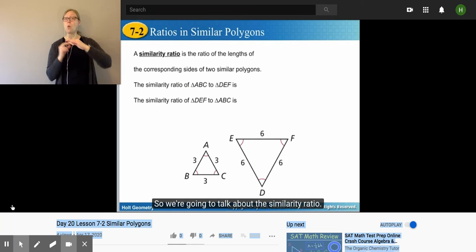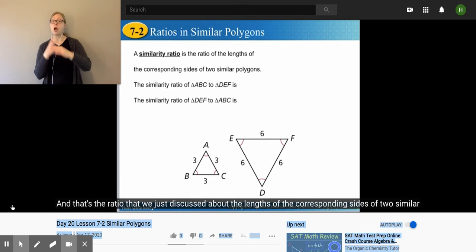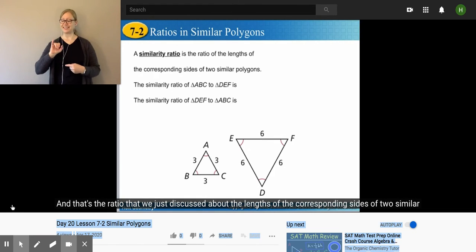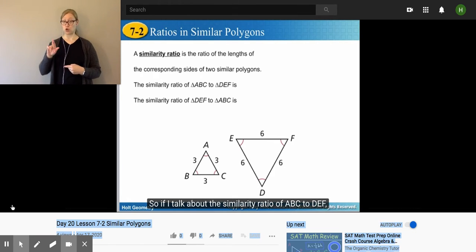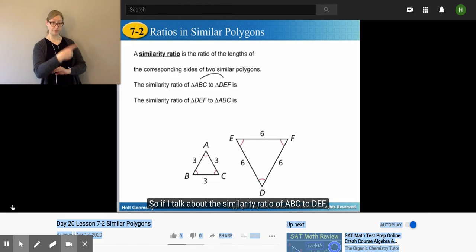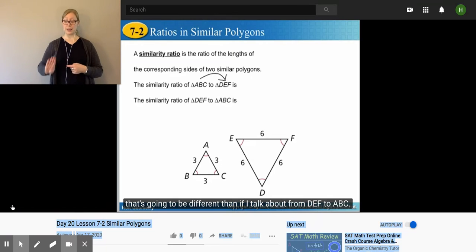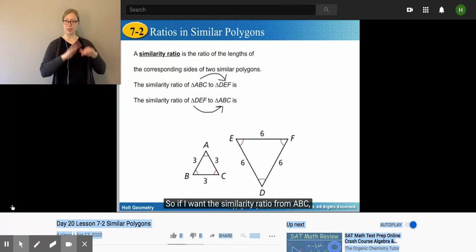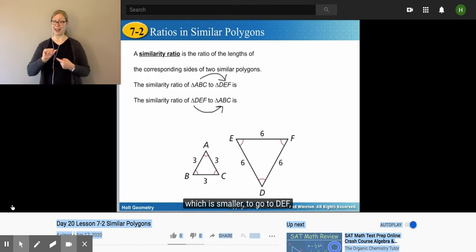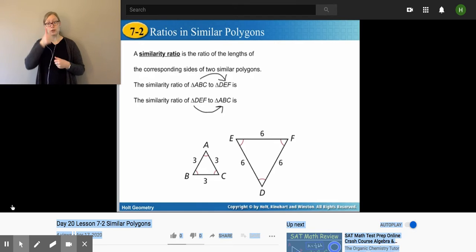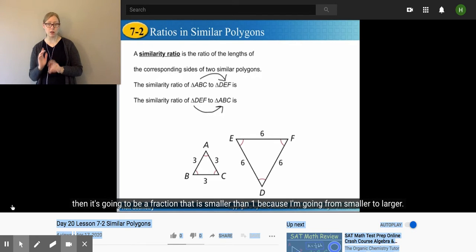So we're going to talk about the similarity ratio, and that's the ratio that we just discussed about the lengths of the corresponding sides of two similar polygons. So if I talk about the similarity ratio of ABC to DEF, that's going to be different than if I talk from DEF to ABC. If I want the similarity ratio from ABC, which is smaller, to go to DEF, then it's going to be a fraction that is smaller than 1 because I'm going from smaller to larger.